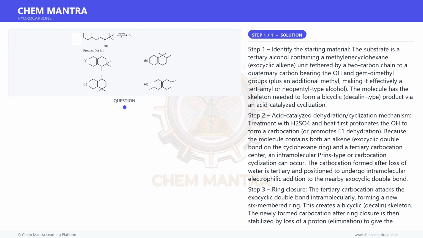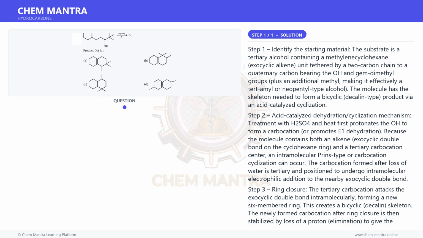The carbocation formed after loss of water is tertiary and positioned to undergo intramolecular electrophilic addition to the nearby exocyclic double bond. Step 3. Ring closure. The tertiary carbocation attacks the exocyclic double bond intramolecularly, forming a new 6-membered ring. This creates a bicyclic, decalin skeleton.